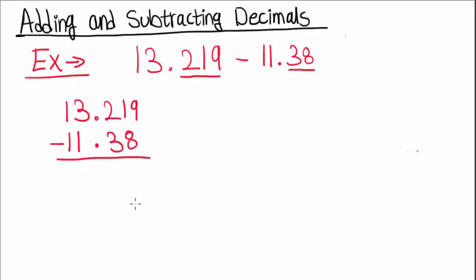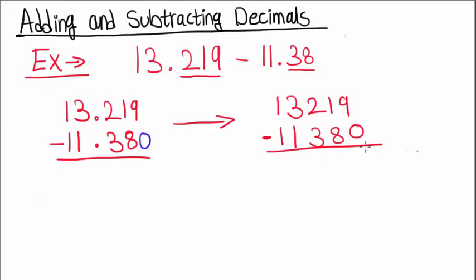For simplicity's sake, let's add one more term, or basically the number 0, after the number 8, so that we have 3 numbers on the top term and on the bottom term after the decimal point. Now let's write this problem over here without any decimals. So all that I need to do now is subtract the numbers.